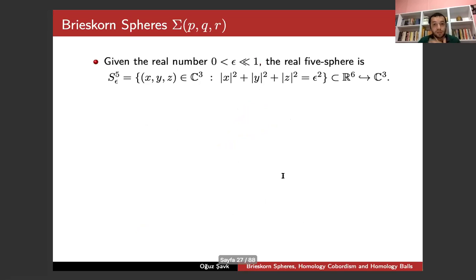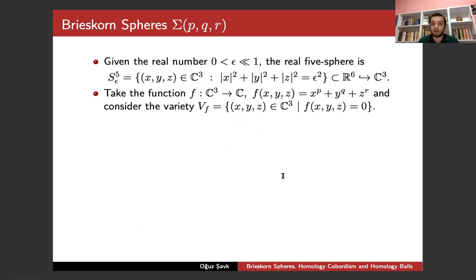Now, I give the mathematical definition of a Brieskorn sphere. We can rewrite the five-dimensional sphere in complex coordinates. Now we consider a holomorphic function f defined by the rule x to the p plus y to the q plus z to the r. Then the zero set of this function is denoted V_f. This variety is also called a complex hypersurface.